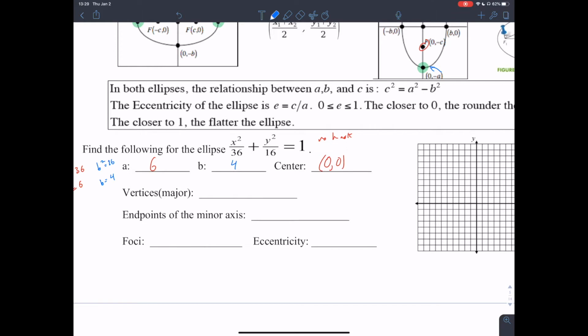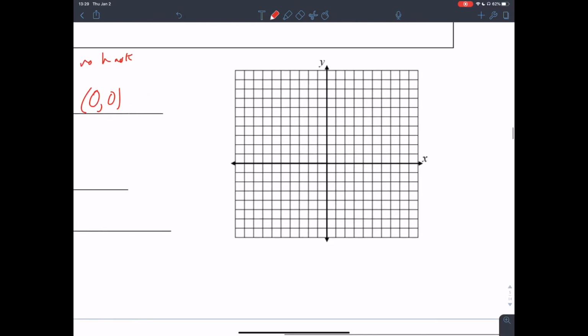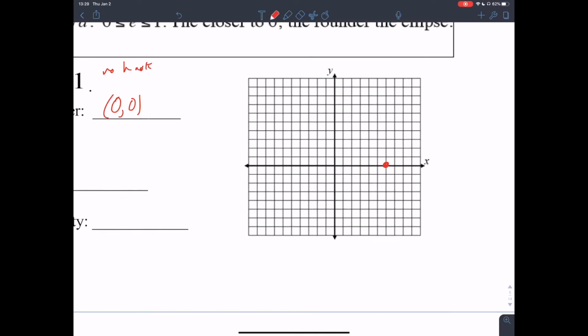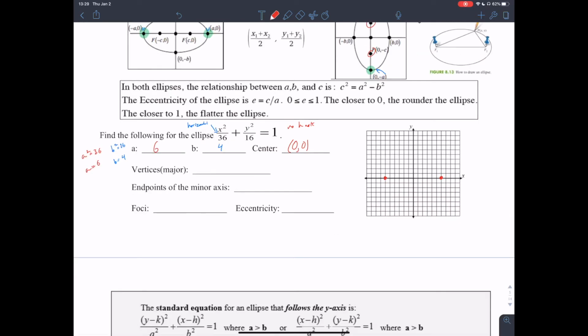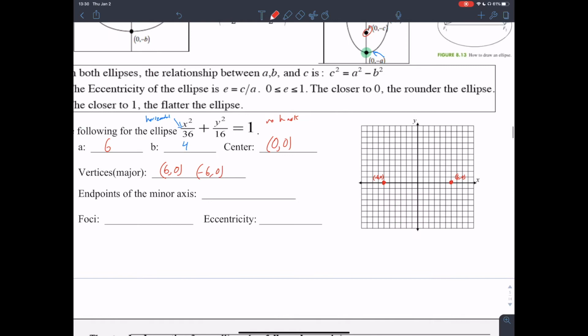All right, so major vertices. Now remember, this lies on the x-axis. So because a is underneath the x, it is horizontal, which is great. That means I'm going to go, and I'm going to use red, 6. So 1, 2, 3, 4, 5, 6. I'm going to go 6 this way and 6 backwards. So 1, 2, 3, 4, 5, 6. All right, those will be the major. And so the major vertices are going to be 6, 0 and negative 6, 0. Okay, because this is 6, 0. It's moving on the x, not the y, and negative 6, 0. So hip hip hooray, we have those.